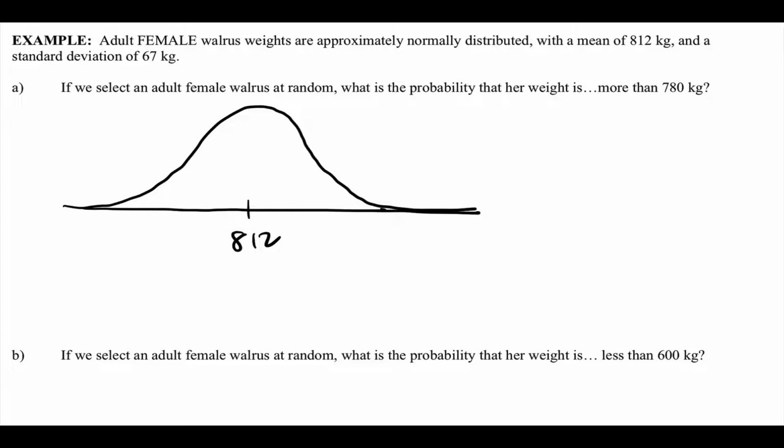What is the question they're asking? 780. So we have to graph that. So 780 would be roughly here. Roughly there. And then what side do we shade? Left or the right? The right, because it says more than. More than means over here.